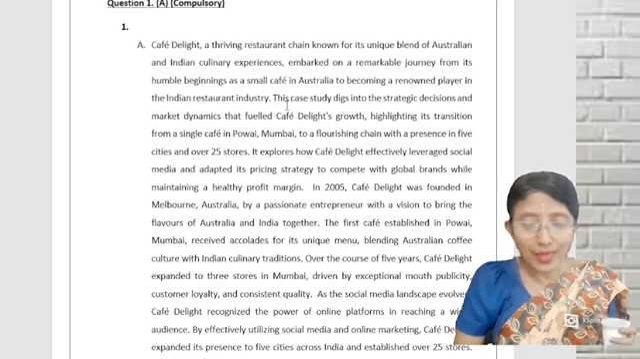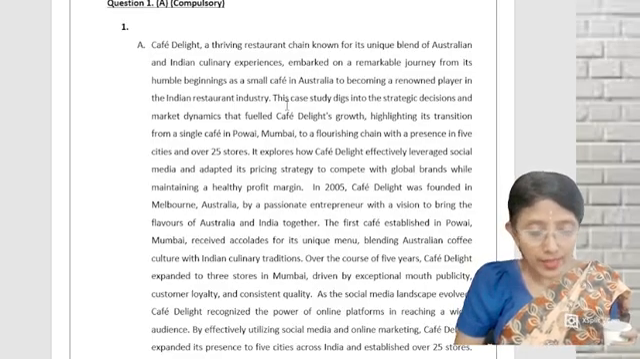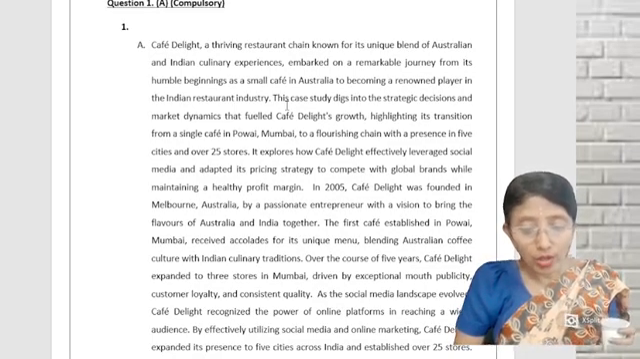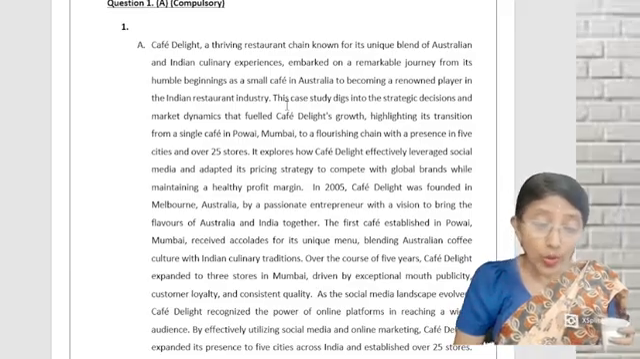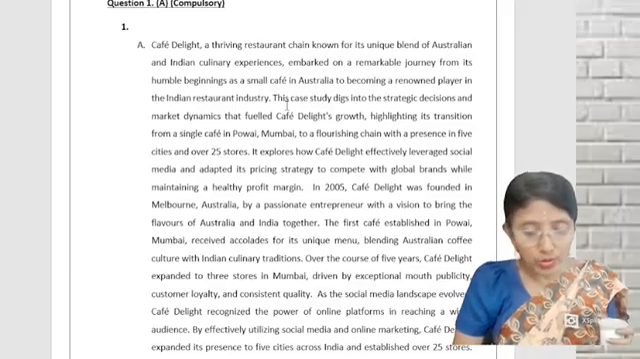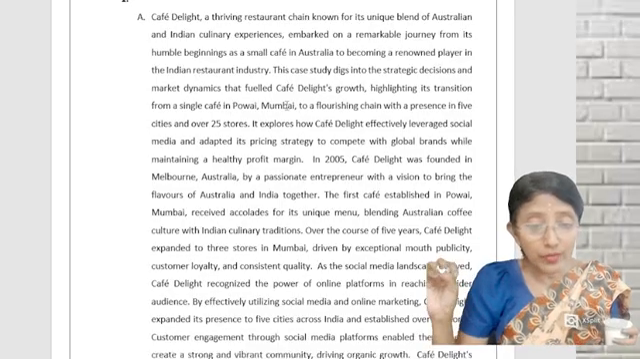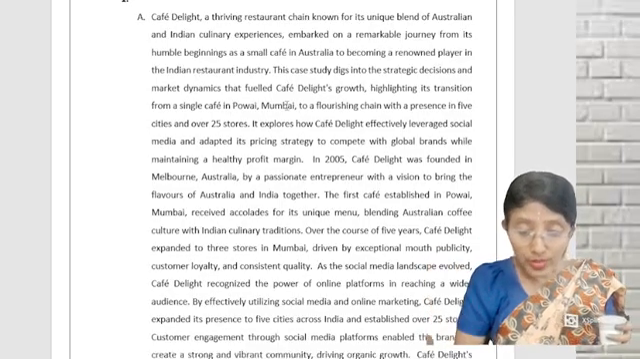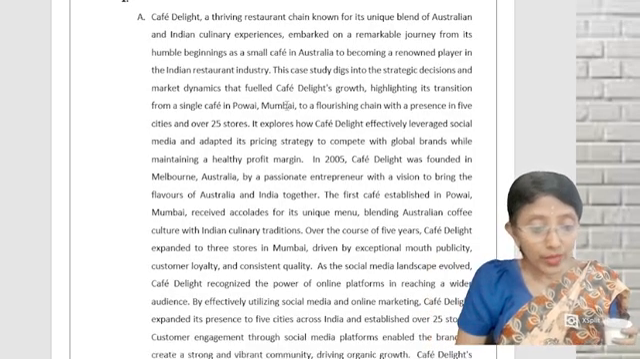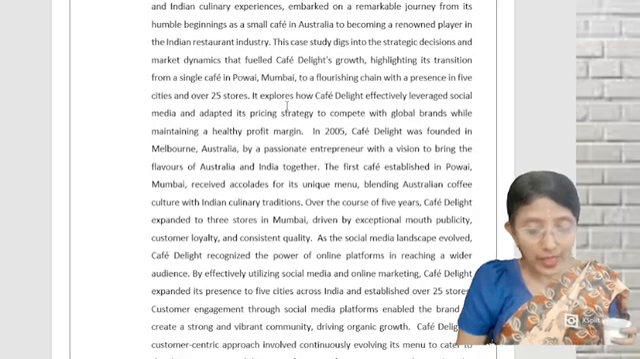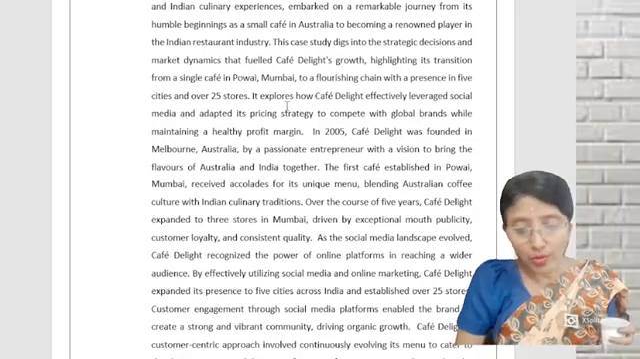As the social media landscape evolved, Cafe Delight recognized the power of online platforms in reaching a wider audience. By effectively utilizing social media and online marketing, Cafe Delight expanded its presence to 5 cities across India and established over 25 stores. Customer engagement through social media platforms enabled the brand to create a strong and vibrant community, driving organic growth.